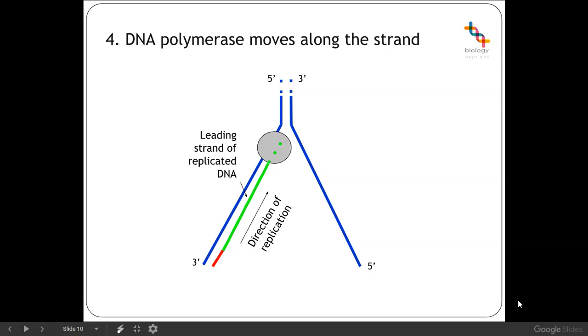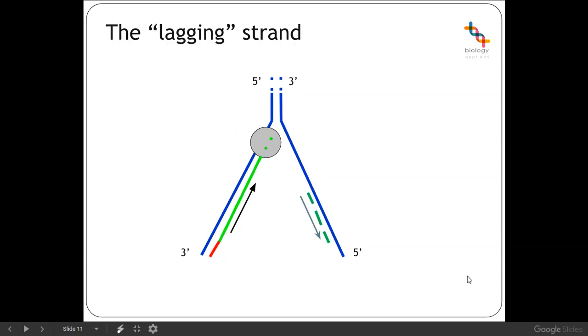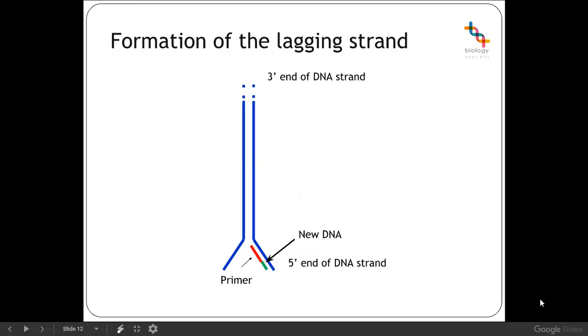However, we also have an issue with this strand over here. It's not been replicated yet, and it's a little bit different. Because DNA polymerase can only add nucleotides onto the 3' end of the new DNA molecule, this strand has to be synthesized in small fragments. And as a result, this strand is known as the lagging strand, and it has a formation which is referred to as being discontinuous.